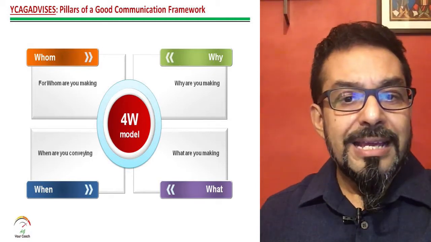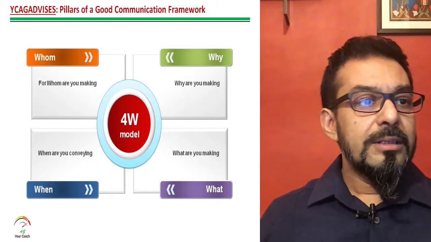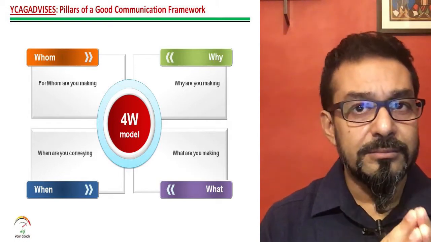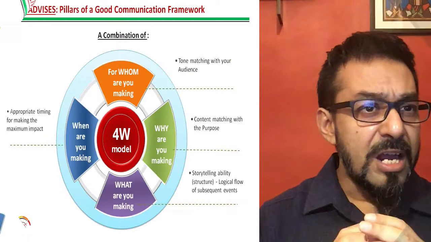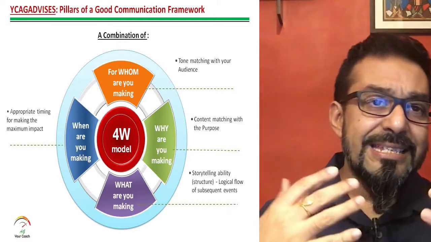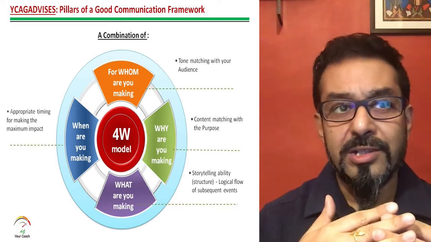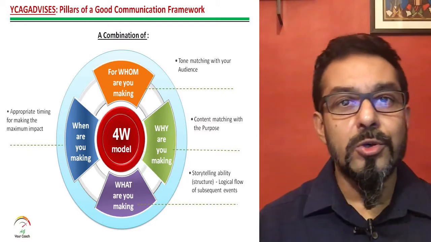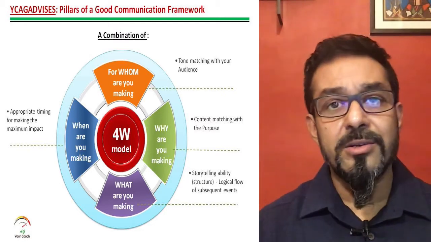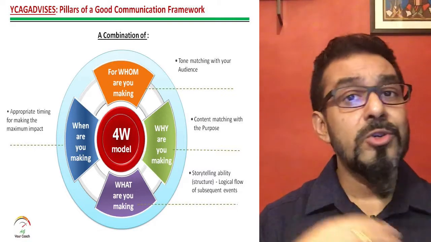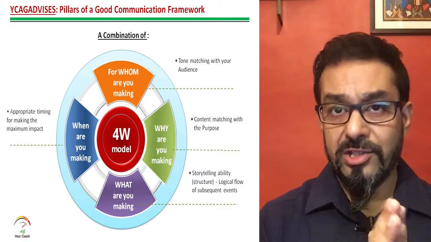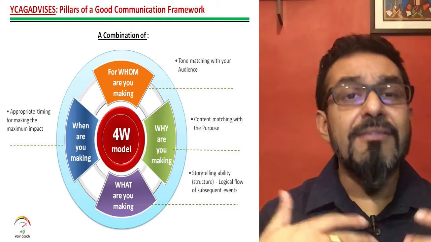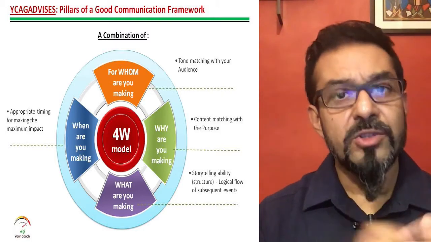So let's try to see what each of these individual W's aims to achieve. Start with the whom. For whom are you making it? It helps to set the tone matching with your audience. For example, if you're sending a mail to your CXO or to your customer or to your vendor or to your partner or to an external party or to your colleagues, in all the cases your tone changes. The choice of words, your level of information sharing, everything changes, right? So that's why it's important.